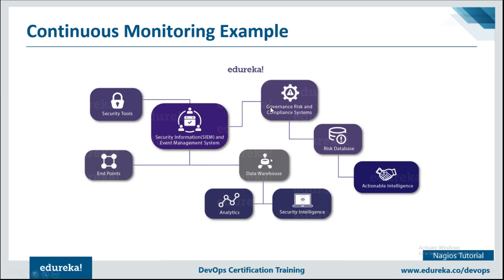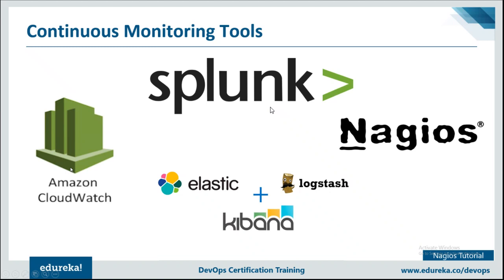Now let's understand what the different tools available as a part of continuous monitoring are. If we are deploying this over the AWS platform, then we have Amazon CloudWatch. In the open source tool world, we have Splunk, Nagios, and Elastic, Logstash, combined together with Kibana. These are the most popular continuous monitoring tools.